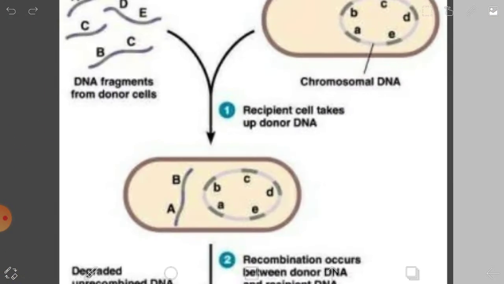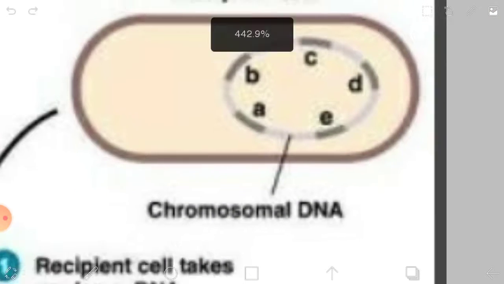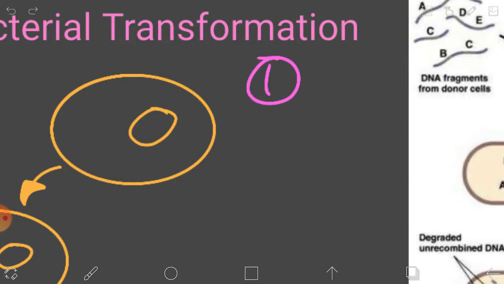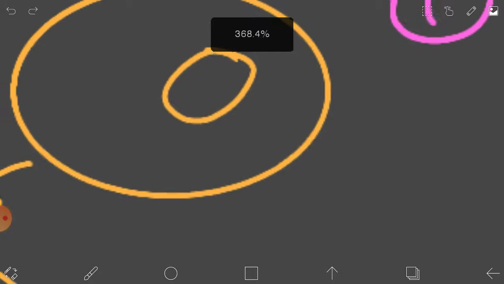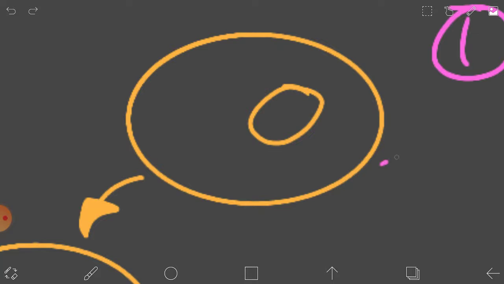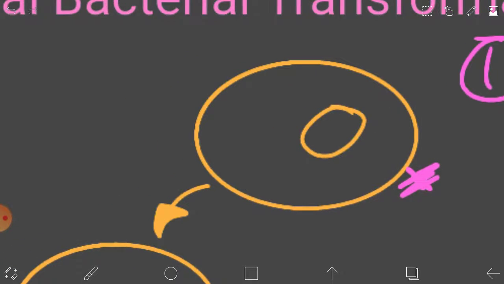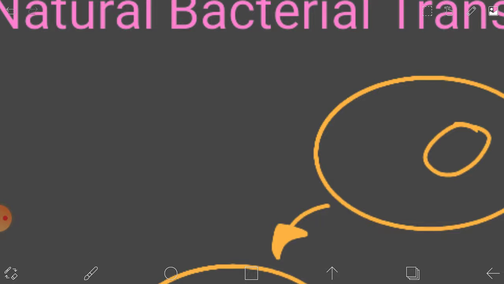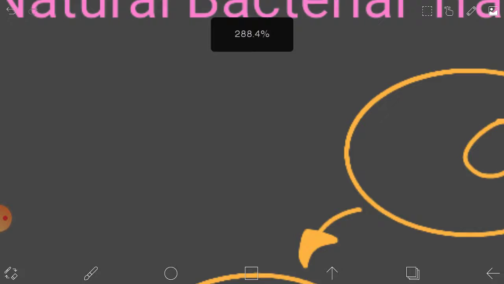Now, in the first step of natural bacterial transformation, we have the chromosomal DNA. The chromosomal DNA has the original DNA of the cell, which is why this would be the recipient. This one cell would be the recipient to take up any foreign DNA. The bacteria can take foreign DNA from several places, like a plant or maybe somewhere on the ground. Bacteria is everywhere, and DNA as well has a chance of spreading throughout surfaces.